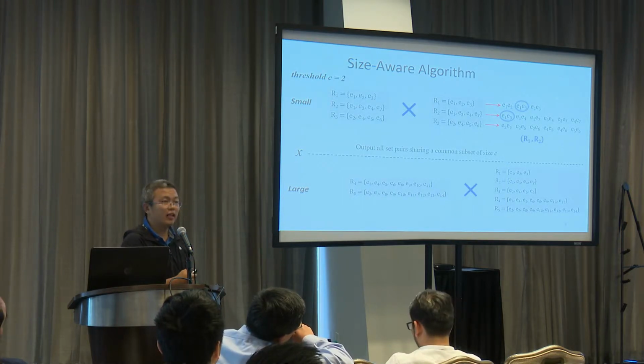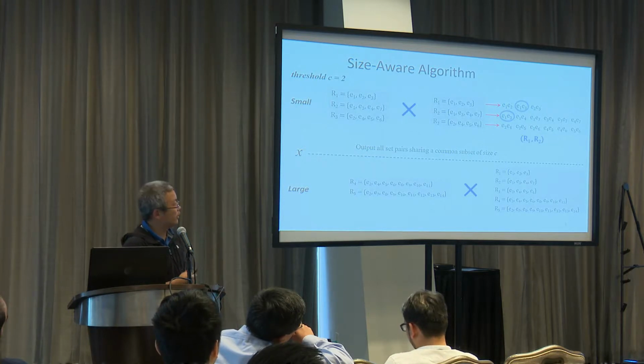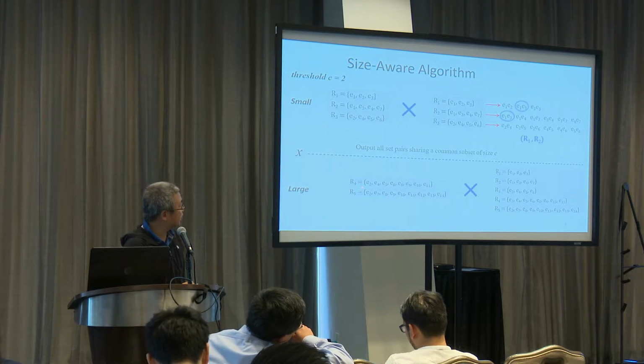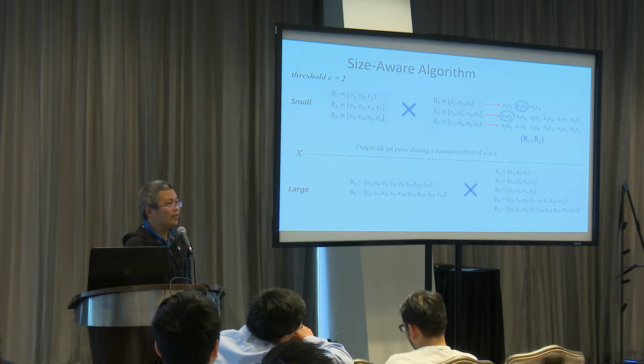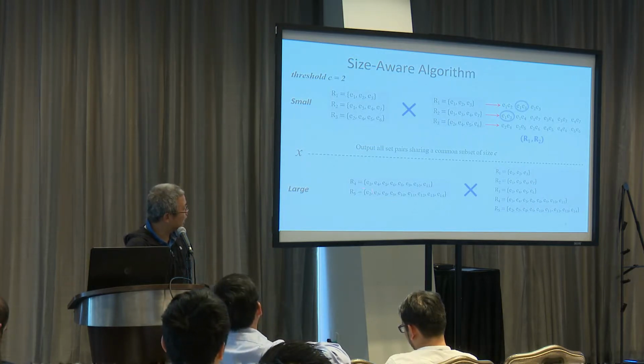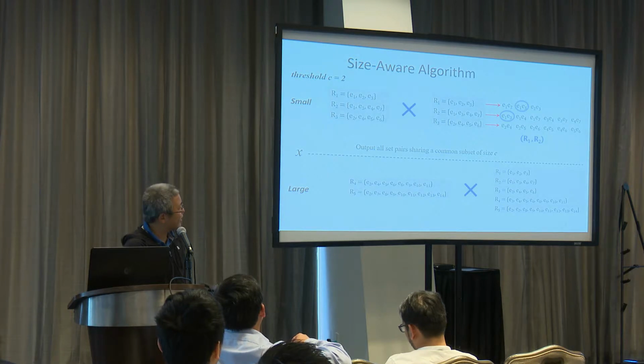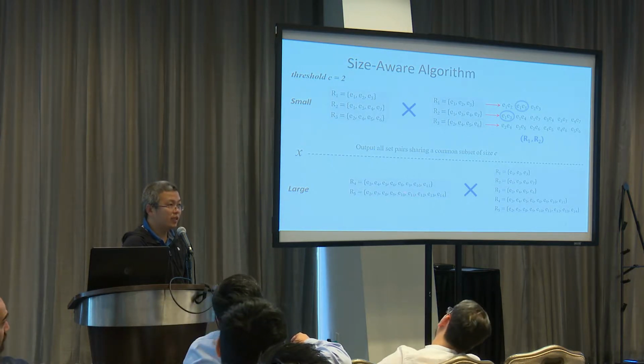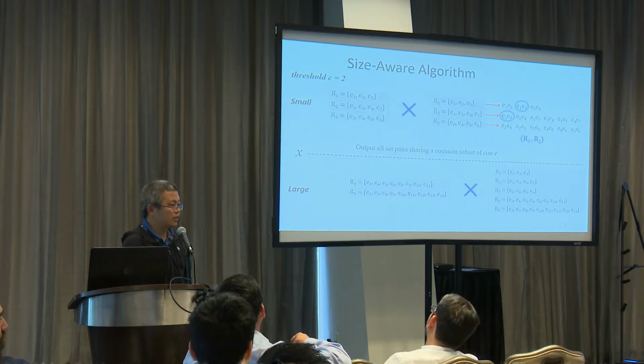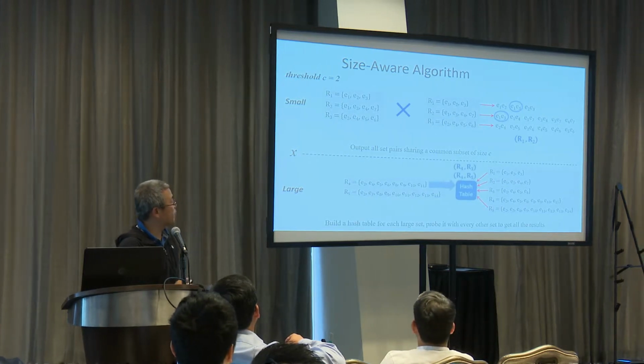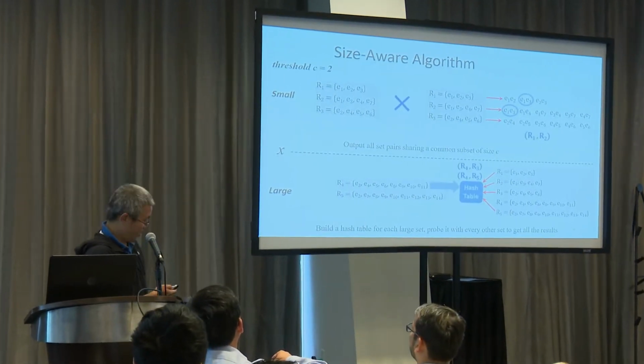Next, for the large sets, we just use a very naive method. We first build a hash table for the large sets, and then we scan each set and probe the hash table of the large sets to check whether each set has at least c common elements with a large set. So this is how we process the large sets.